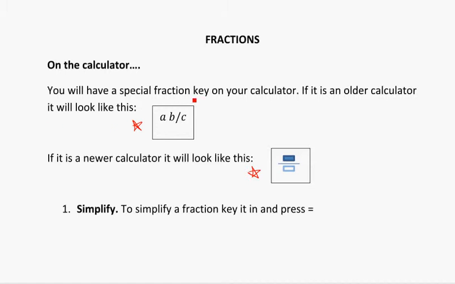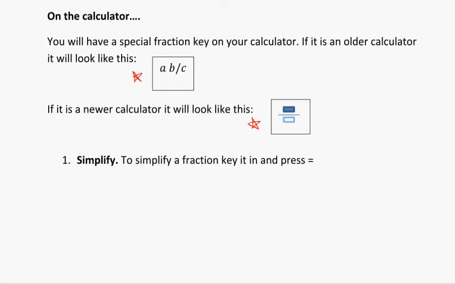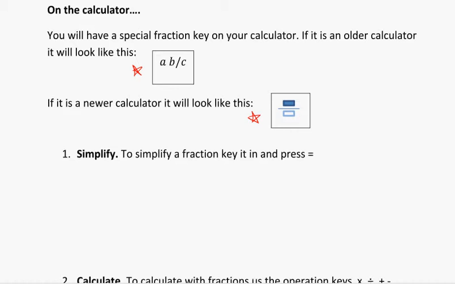Let's start by simplifying a fraction. Now all you have to do is key it in. For example, if you wanted to simplify 12/15 in its simplest form, key it in as 12 ABC 15 and press equals, and it will simplify it to 4/5.